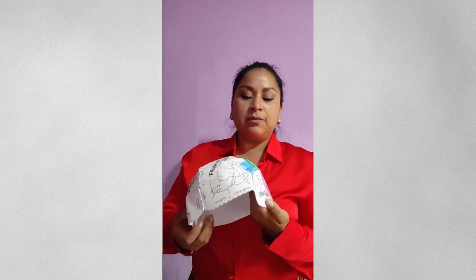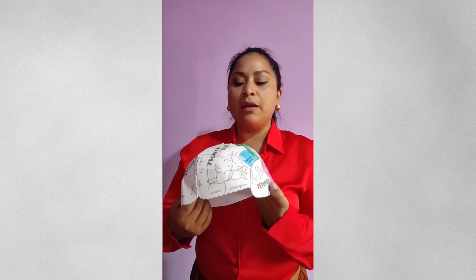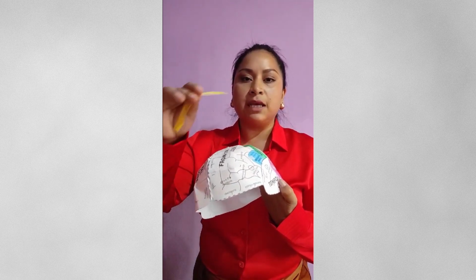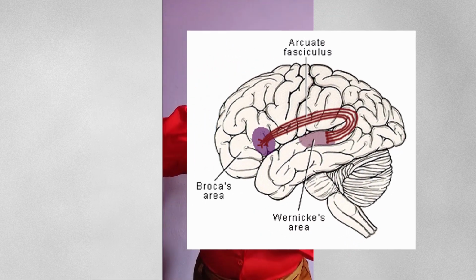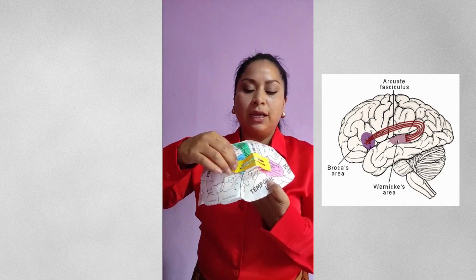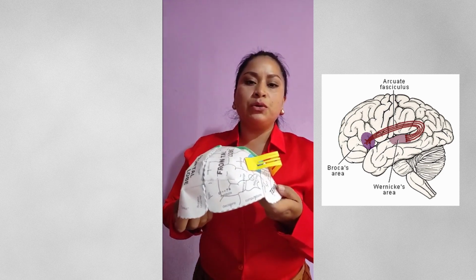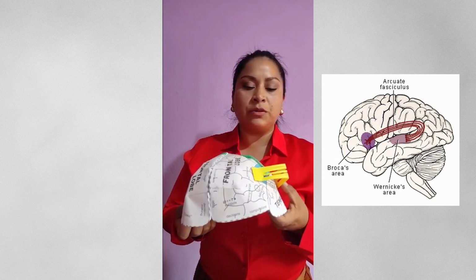Those parts, Broca's area and Wernicke's area, are communicated through the arcuate fasciculus. The arcuate fasciculus is a subcortical fiber tract that connects Broca's area and Wernicke's area to produce and comprehend language.